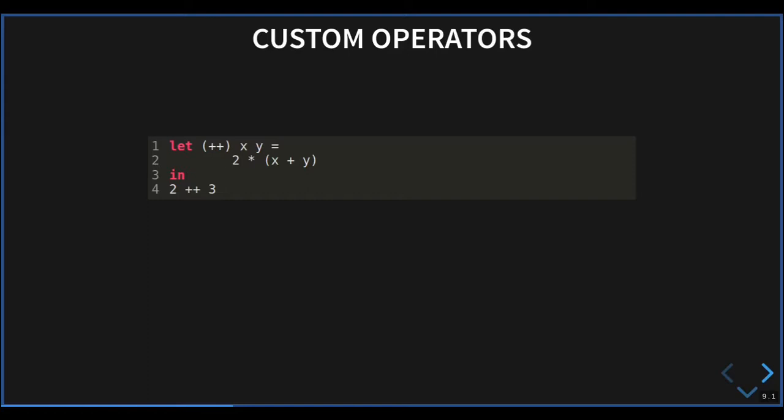So in this example, we create an operator plus plus that takes two arguments and calculates its sum multiplied by 2. So when we call this operator with values 2 and 3, we will get value 10.